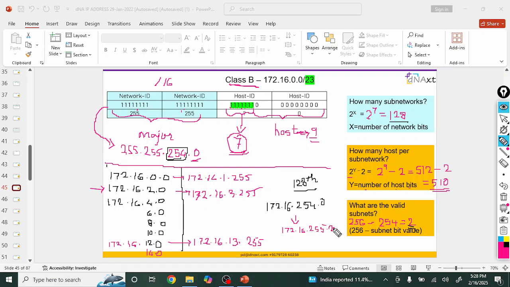Let's write down the broadcast ID of the last one: 172.16.255.255. Simple. The last octet, since it's purely host, will always be 255, and for the previous one where the increment is happening, it is the previous number of the next subnetwork. Here there is no next subnetwork, this is the last subnetwork, so the last number comes, that is 255.